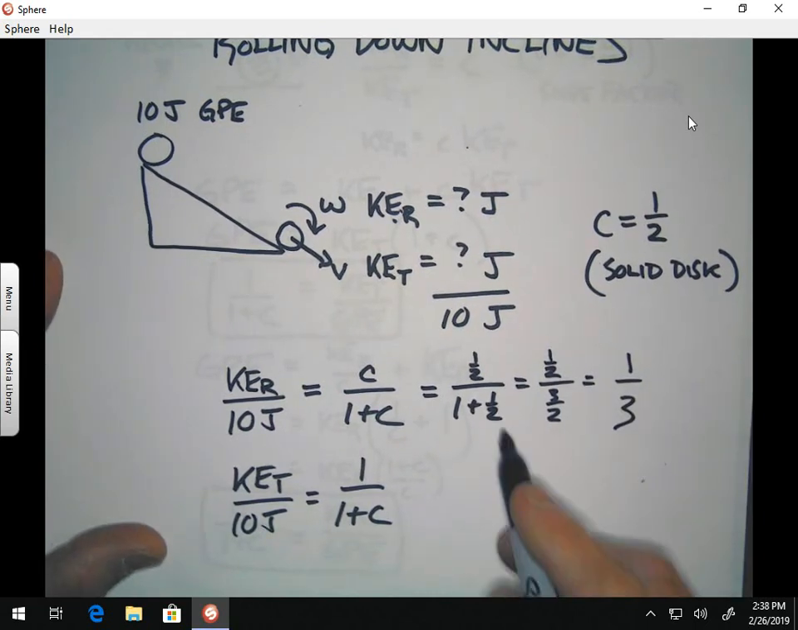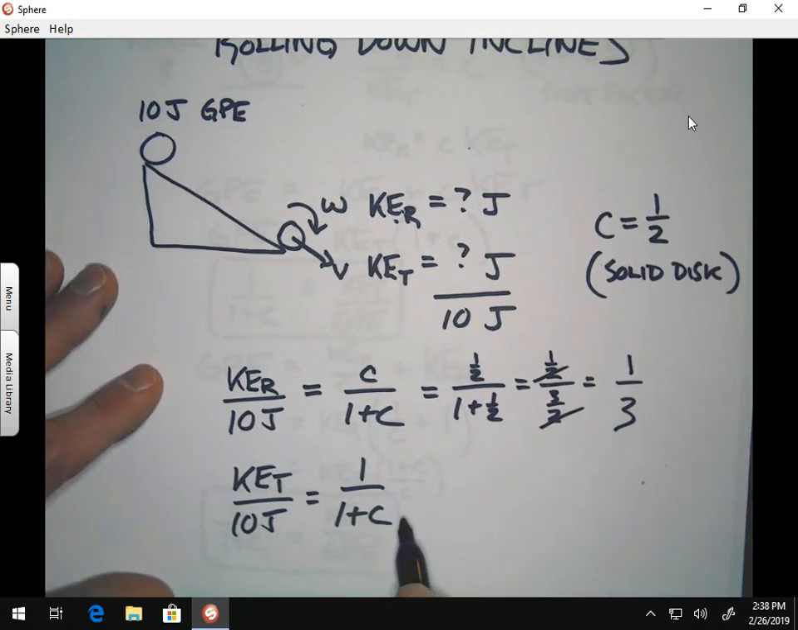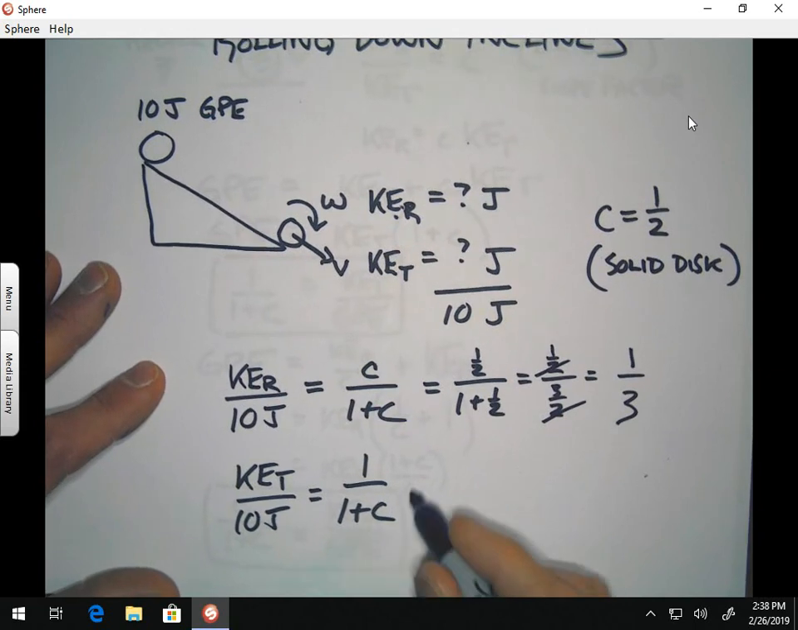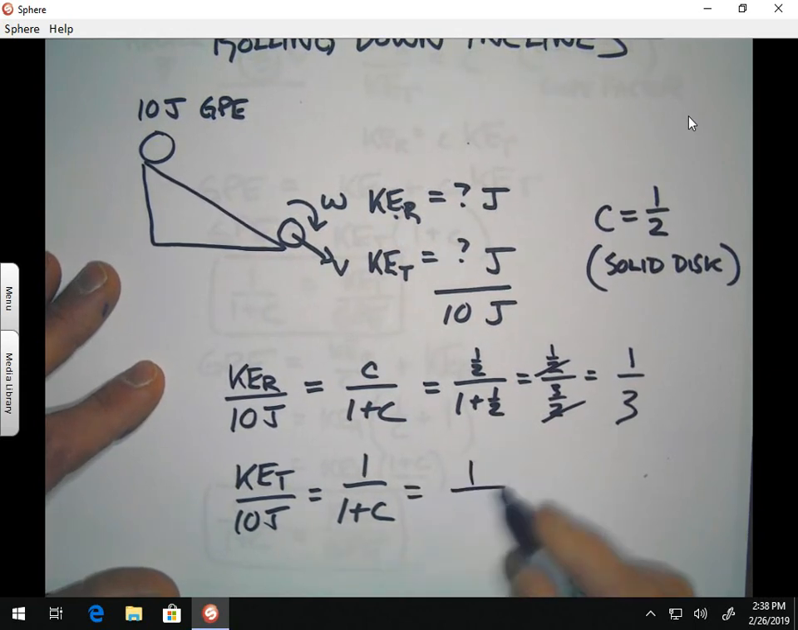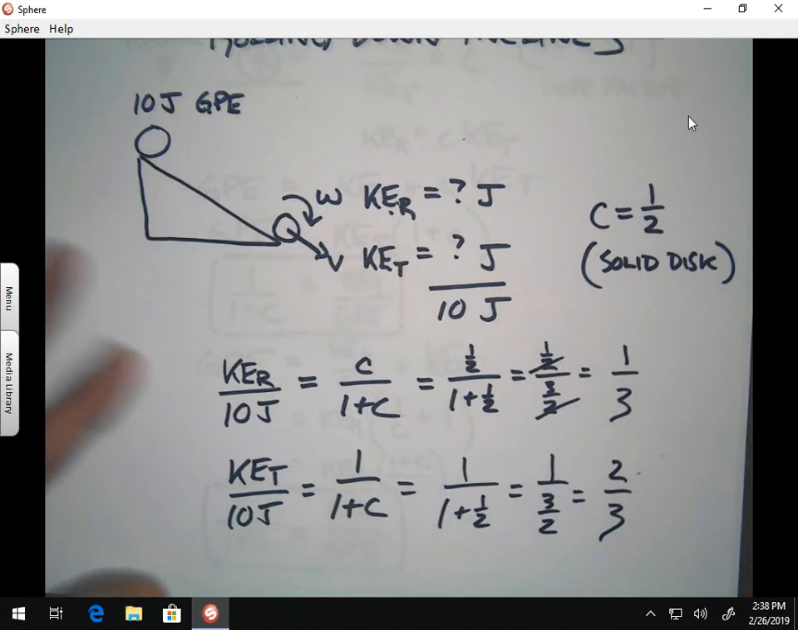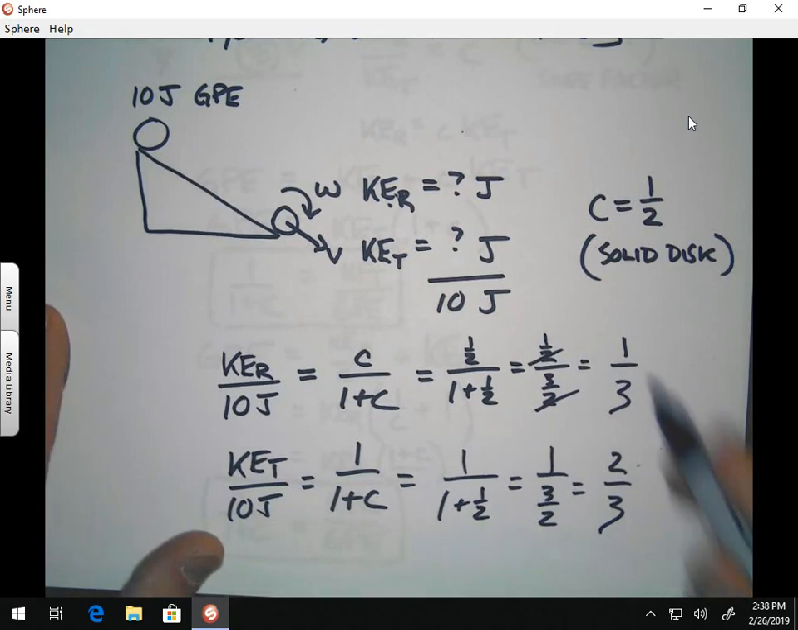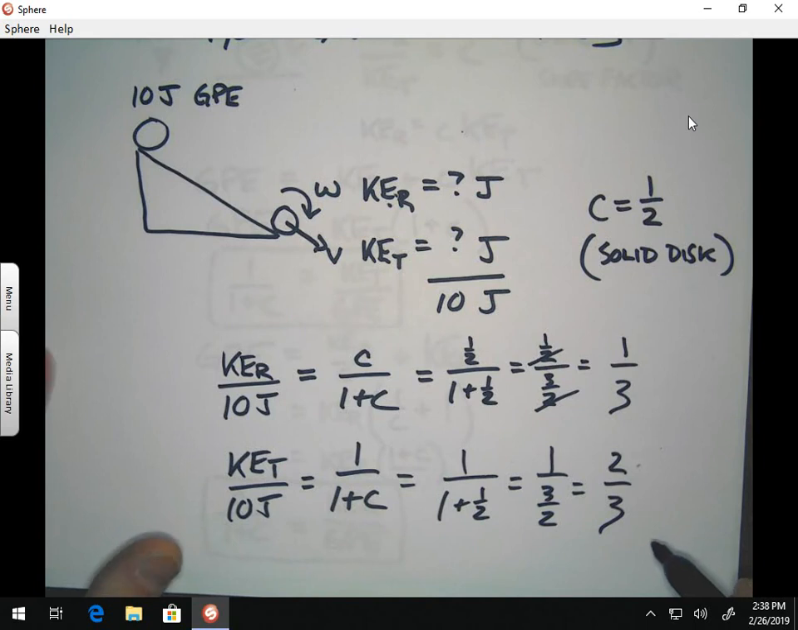Okay, you can check the math on that. The 2's cancel, leave you with a 1/3. If you do the math over here, you would get, for translation, 1 over 1 plus 1/2. That's 1 over 3/2. That's equal to 2/3. And the first thing I like about this is that I can see that 1/3 and 2/3, they both add to give me 1, which means that's good, okay? Because these are fractions, right?